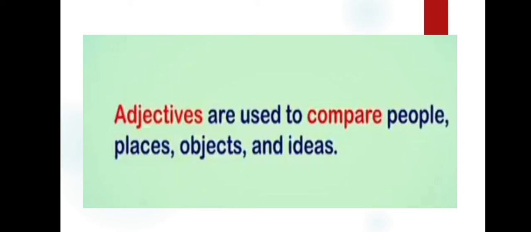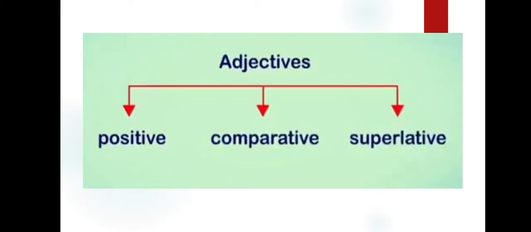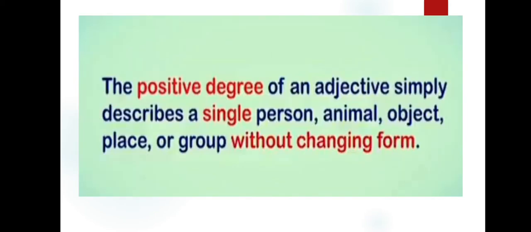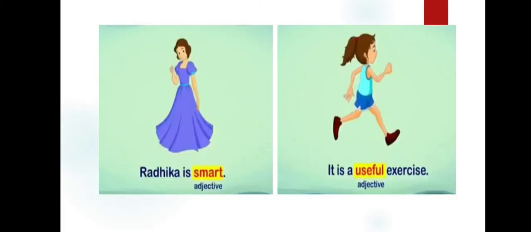Adjectives are used to compare people, places, objects, and ideas. Adjectives have three degrees of comparison: positive, comparative, and superlative. The positive degree of an adjective simply describes a single person, animal, object, place, or group without changing form. For example, Radhika is smart. It is a useful exercise.